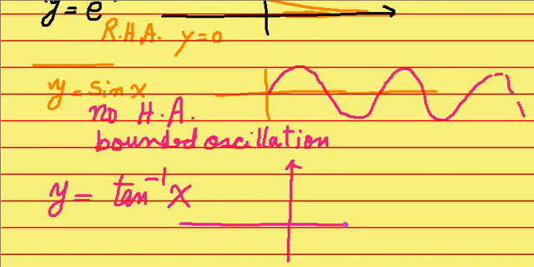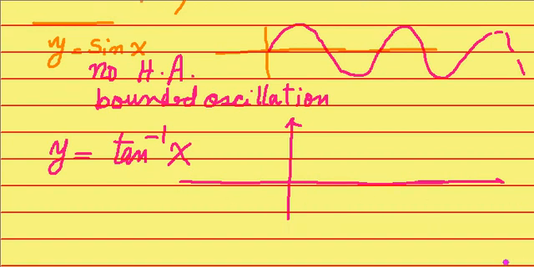Tangent inverse of x. What is that? Maybe we can do just a 2-minute review here. That's an angle whose tangent is x. The angle whose tangent is equal to x. So if I ask you what's the tangent inverse of 100, what would you say? What's an angle whose tangent is equal to 100?